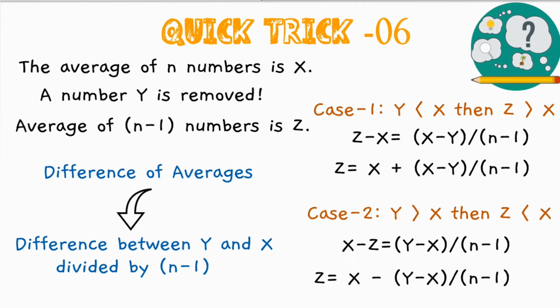By using this trick, if an existing value is removed from a group whose average is given, then the change in average or the new average value can be calculated directly.